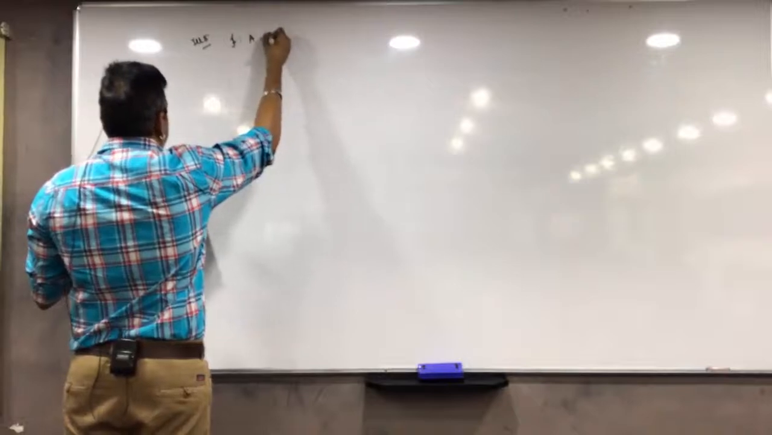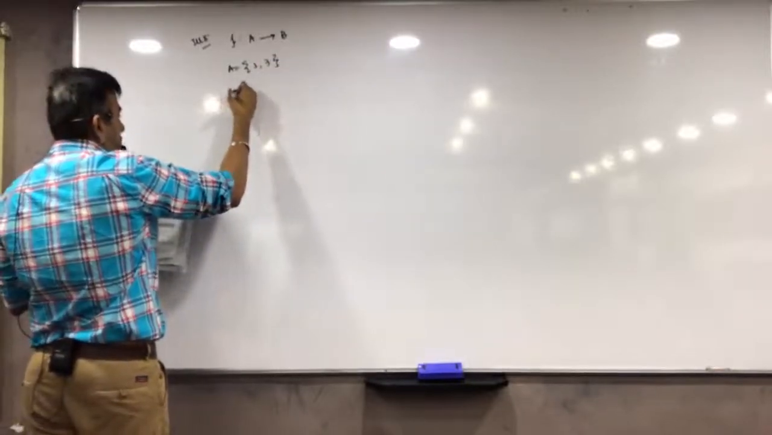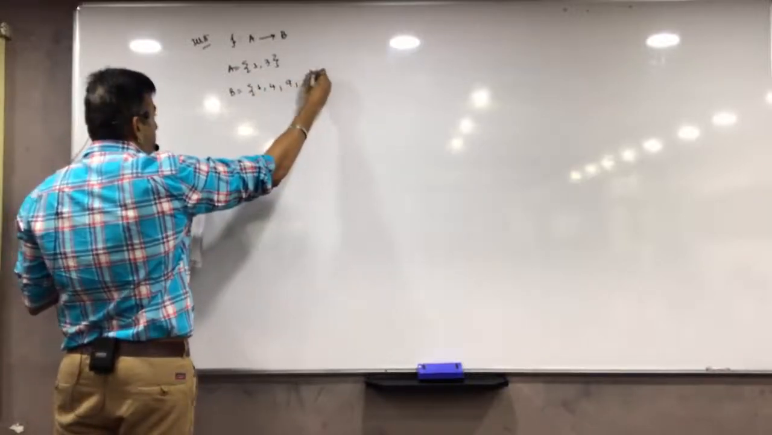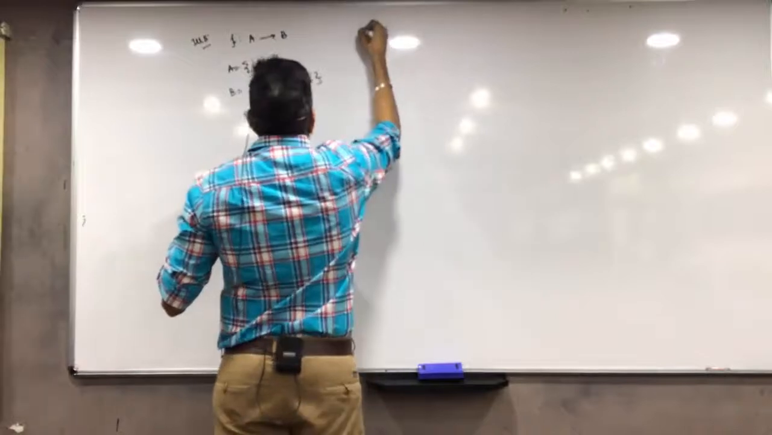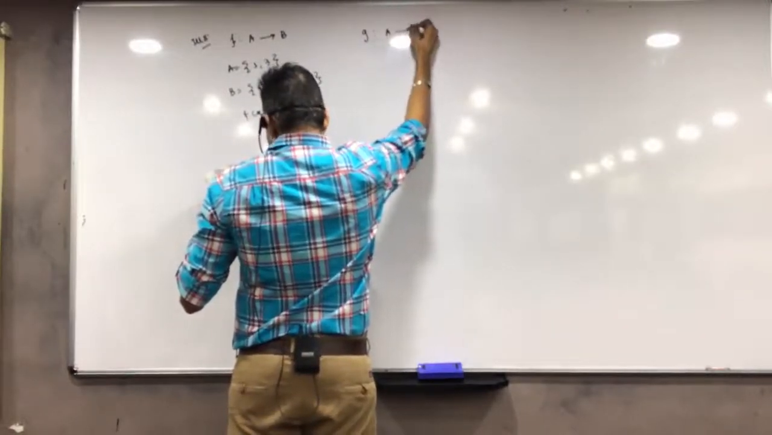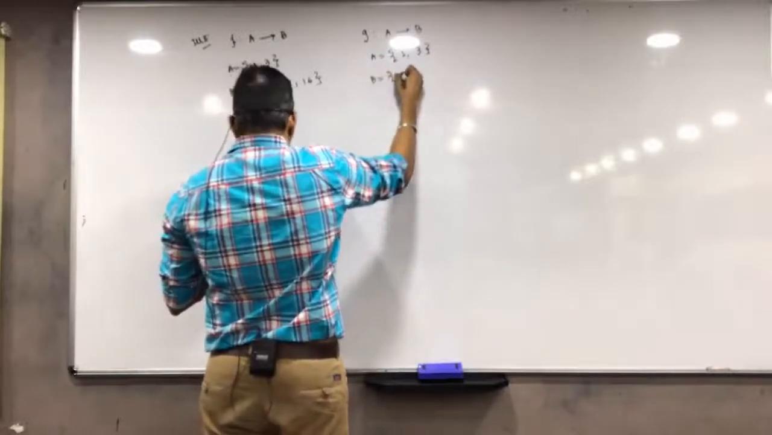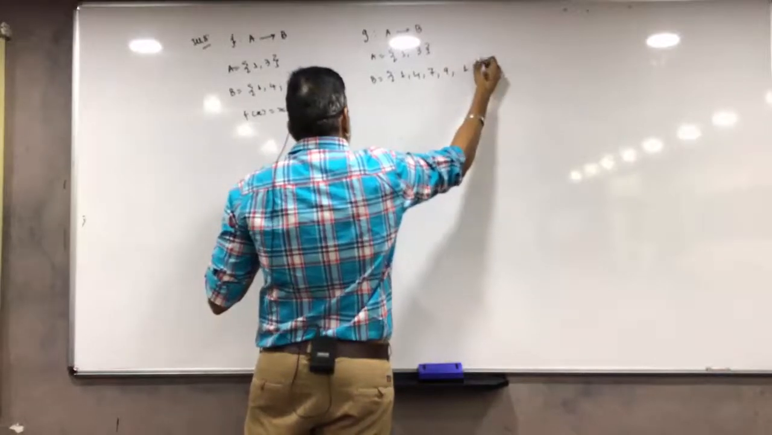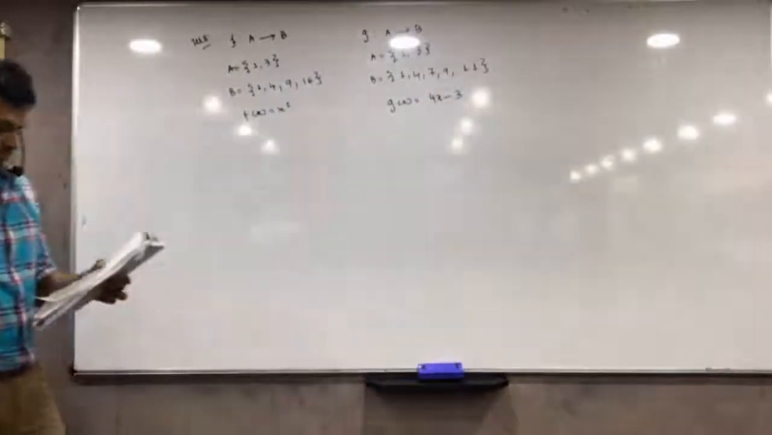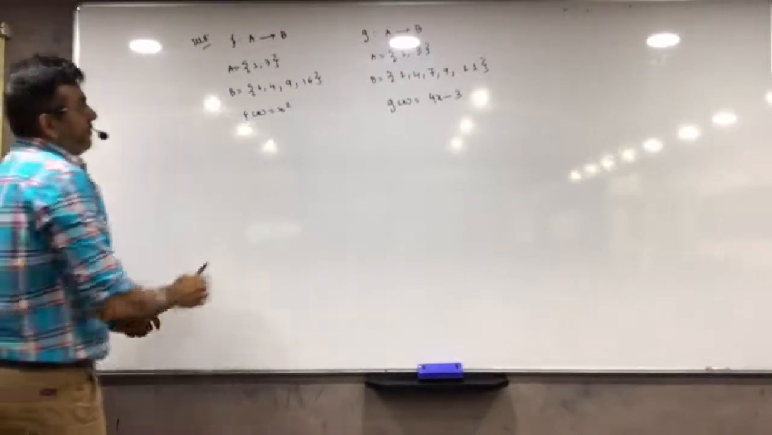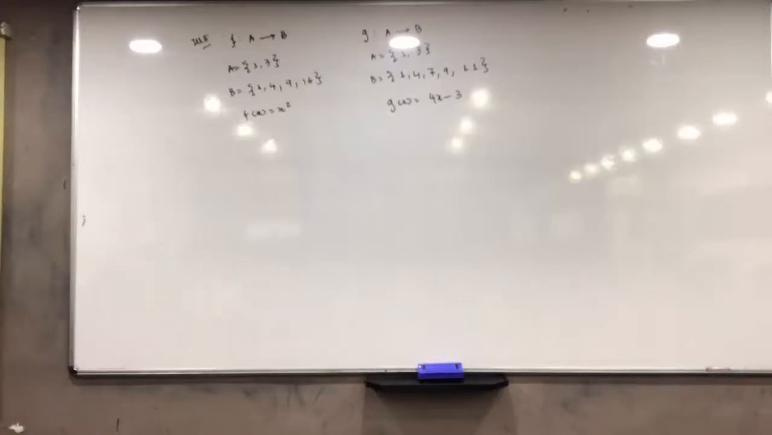Illustration 8. Set A to set B, where A is equal to {1, 3} and B is equal to {1, 4, 9, 16}. f of x is equal to x square. And here another function g, where set A to set B, where again A is equal to {1, 3} and B is equal to {1, 4, 7, 9, 11}. g of x is equal to 4x minus 3. Now see, normally if we see these two, the equations, they don't look similar. Okay, so we need to find out are they equal or not.